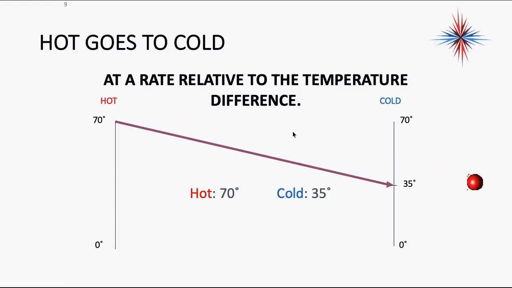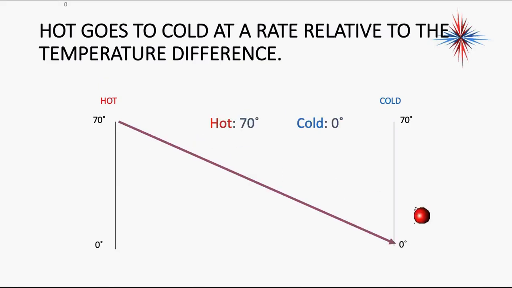If I suddenly drop the outdoor environment to 35 degrees and my indoor is 70, I'm going to have a slope here and the heat is going to transfer from the hot to the cold environment. Now if I drop that even further, it's going to move faster. So again, hot goes to cold at a rate relative to the temperature difference between the two spaces. Are there any questions on that? That's a pretty important concept.